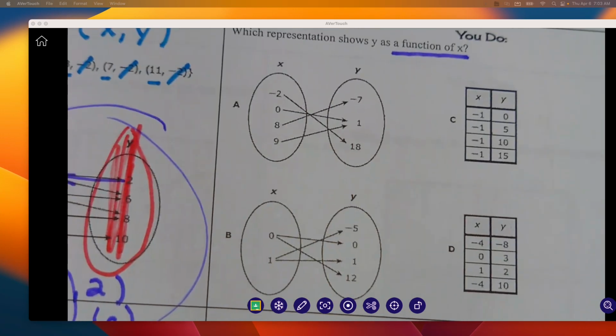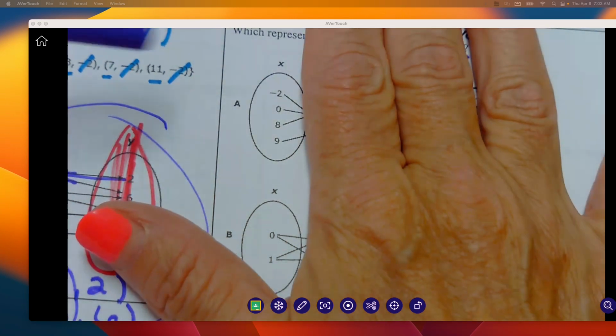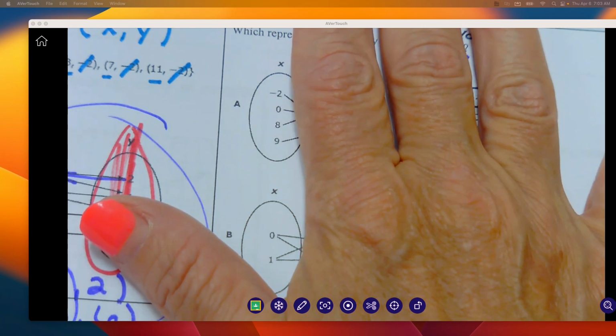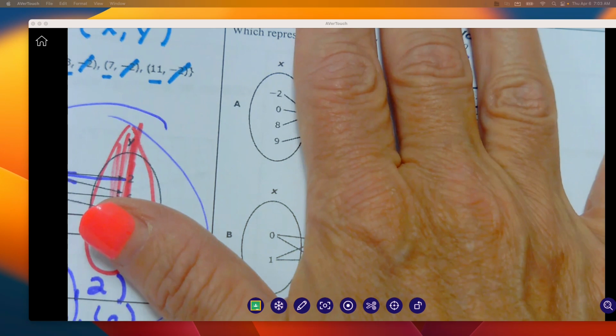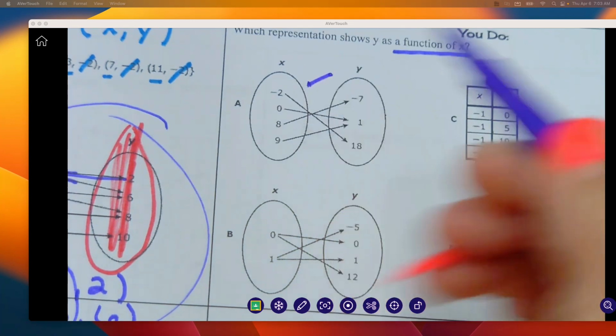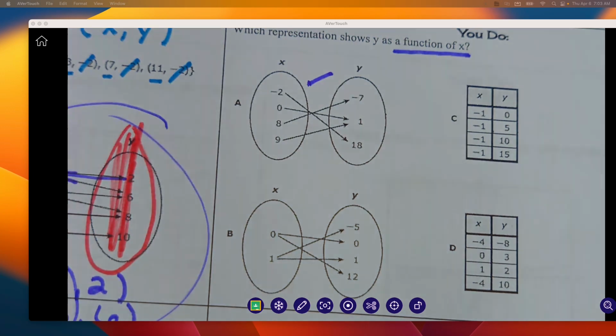Okay, so letter A, I'm going to cover up the y values because it doesn't matter what those are. We're only looking at the x values. Do any of those repeat? No, none of those repeat. Then the next thing you're going to do is look to see how many arrows or lines leave each number. You notice there's only one arrow leaving each number. So this one looks to be a function. But guys, we're not just going to pick that one just because we see it first. We're going to keep looking at them.